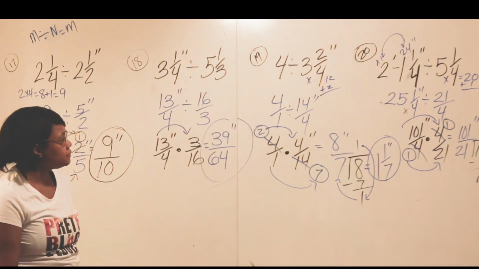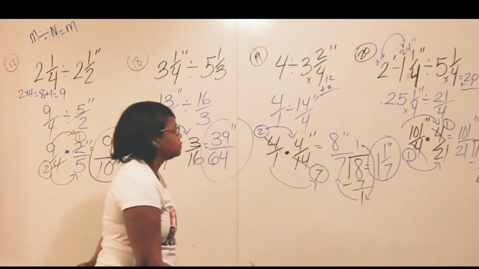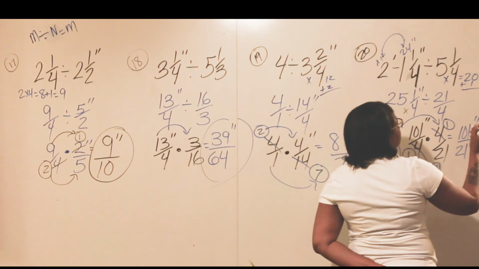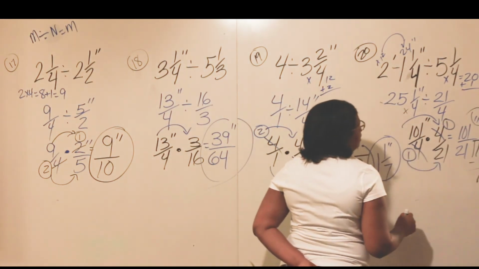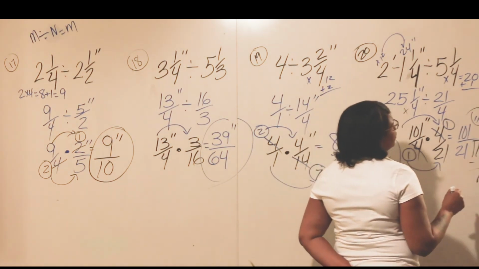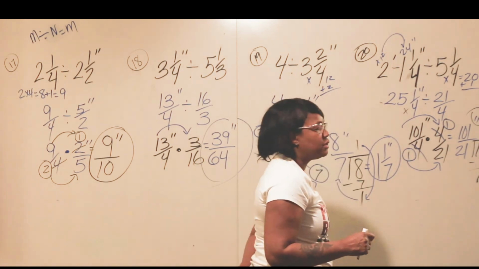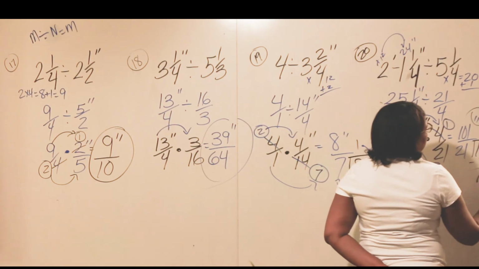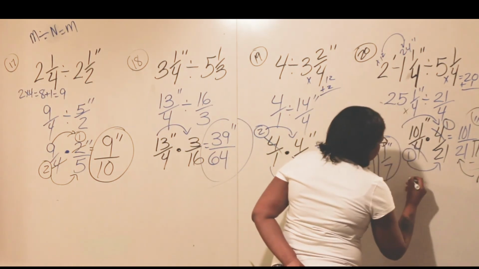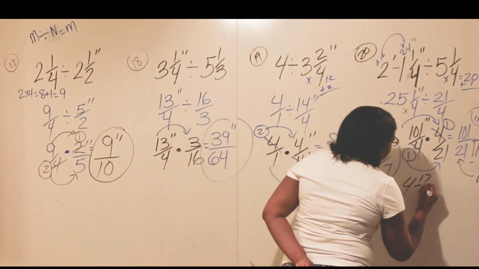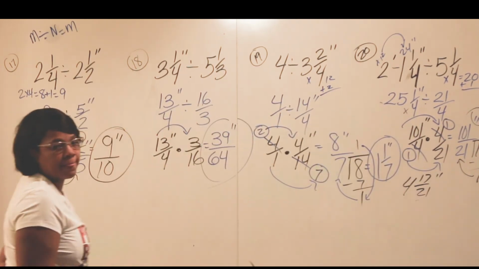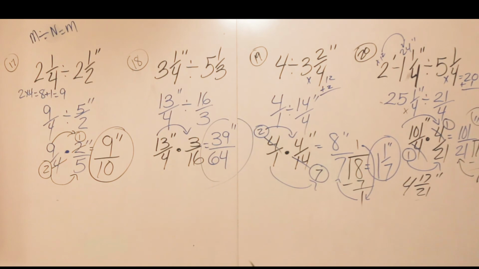Improper fraction is a fraction of an inch. If you get a whole number out of here, that whole number is going to represent what? Inches. So 4 inches and 17/21 of an inch. Always ask yourself, can it be reduced? Can you reduce? No.